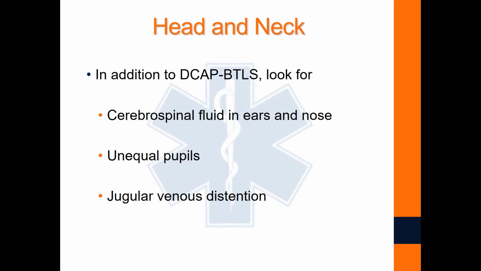We're going to look for cerebrospinal fluid leaking out of the ears or the nose. Cerebrospinal fluid is generally a clear to yellowish tinged fluid that will come out with blood if the patient has a skull fracture. We're going to look for unequal pupils. We are going to look for that jugular vein distension and tracheal deviation. Those two things are very, very late signs of tension pneumothorax and cardiac tamponade. If you start to see jugular vein distension or a trachea that is no longer midline, work faster.